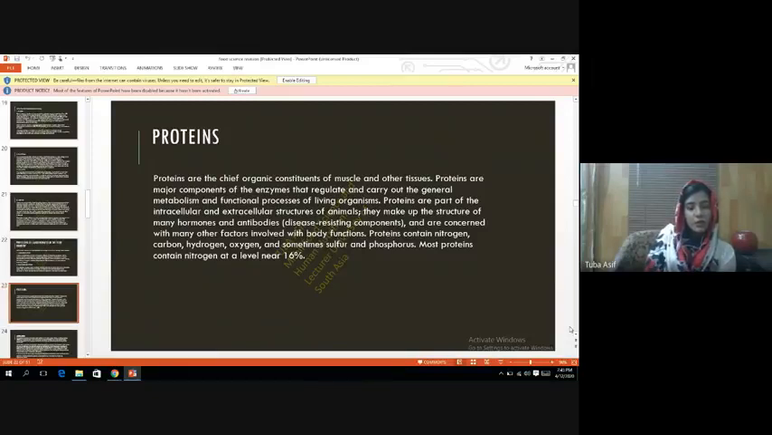Proteins are major components of the enzymes that regulate and carry out the general metabolism and functional processes of living organisms. Proteins are part of the intracellular and extracellular structures of animals. They make up the structure of many hormones and antibodies and are concerned with many other factors involved with body functions. Proteins contain nitrogen, carbon, hydrogen, oxygen, and sometimes sulfur and phosphorus. Most proteins contain nitrogen at a level near 16% of their total composition.